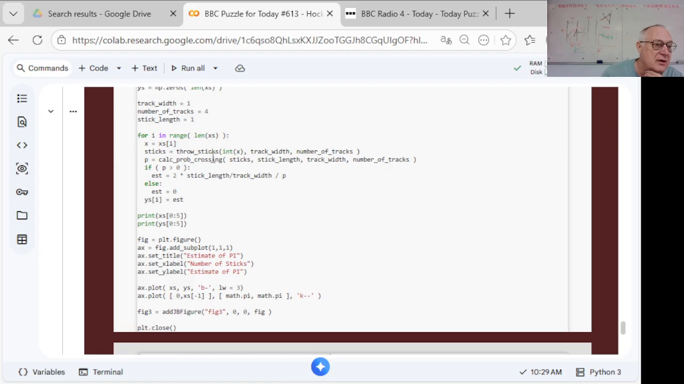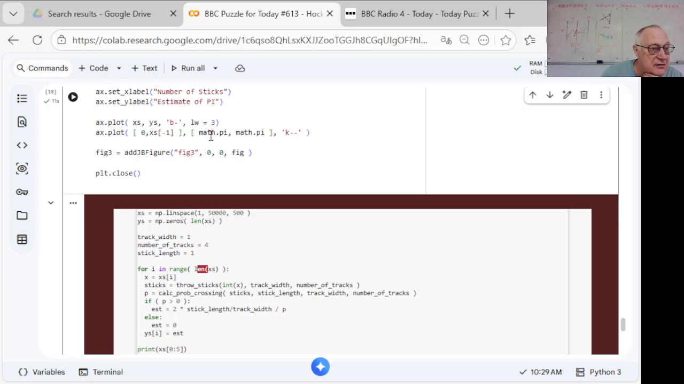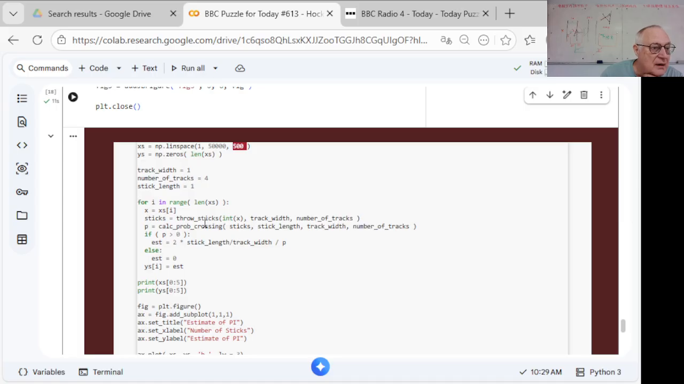So now I start with how many X's? 500. And so I'm going to throw 500 sticks. I'm not going to plot all of them. Then calculate that probability. And if I get it, then the estimate of pi would be 2 times the stick length divided by the track width divided by pi.